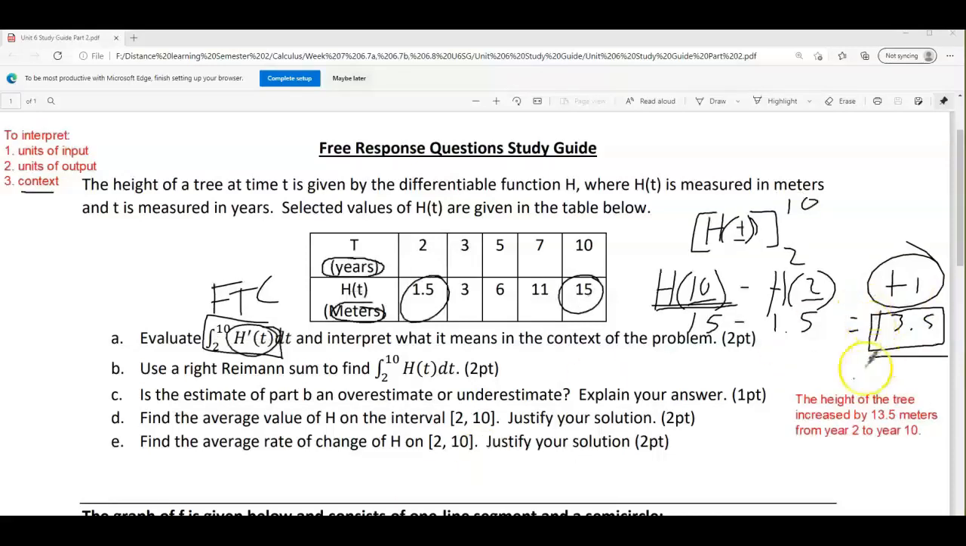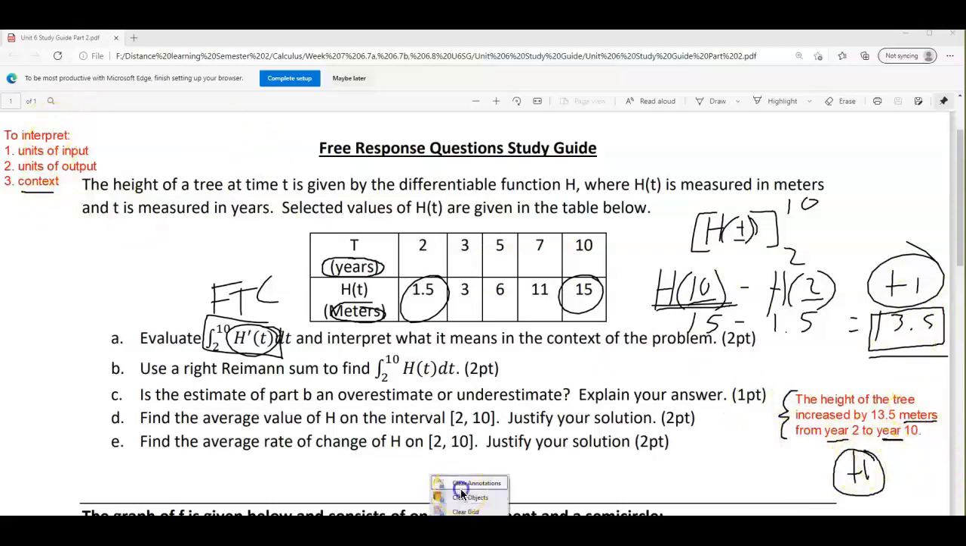Okay, so I want you to notice that we have the output units, we have the input units, and then we have the story problem. The number has been interpreted in the context of the story. So that's the second point for this problem, is being able to accurately explain what that is, including those three elements of an interpretation. So step one, do the fundamental theorem of calculus showing your work, and you've got a point. Two, interpret it using these 3 points, and that's your second point.